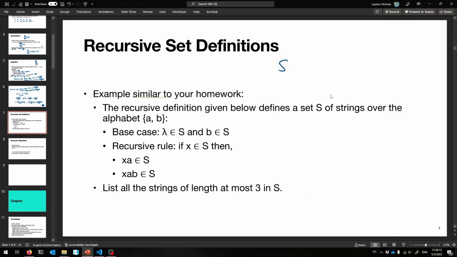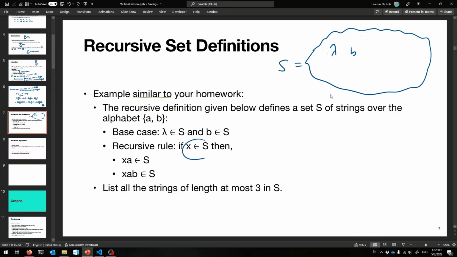The idea is this set is an infinite set, but it's being defined slowly but surely through these rules. So the set S is like a big cloud, and it starts out holding 2 things for sure: the empty string lambda, and then the string with just B in it. And so that's the base case. We know that the set contains these elements, and then we run the recursive rule. If we have something in S, then we can also have that thing with an A at the end, or with an AB at the end.